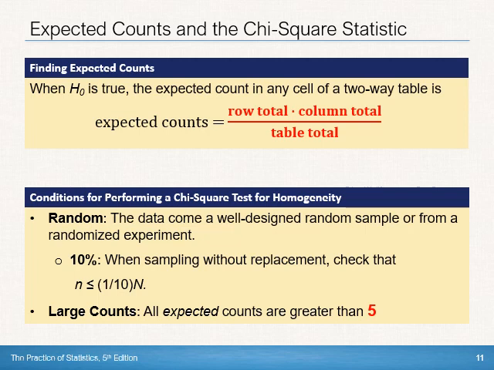Okay, so some conditions we want to, again, randomize as usual. We want randomization or a randomized experiment, and not sample more than 10% if we are sampling. Otherwise, if it's an experiment, then we don't have to worry about the 10% rule. And then the expected counts, again, these have to be the expected counts. These are the ones that we're calculating. They all have to be greater than 5. So that's for all of the cells in our two-way table.